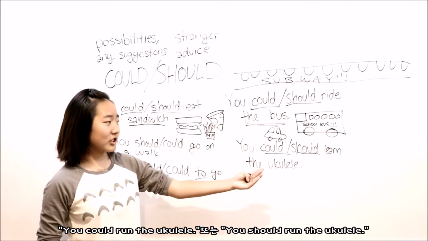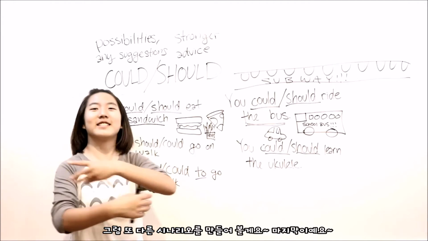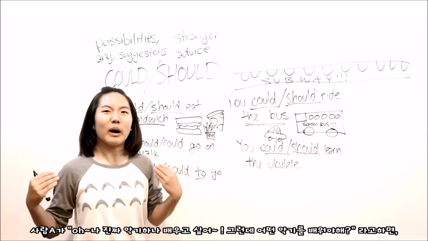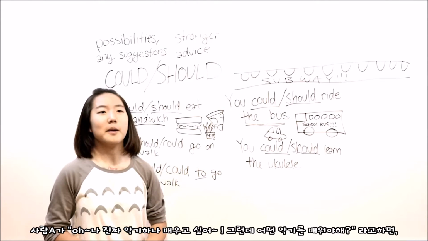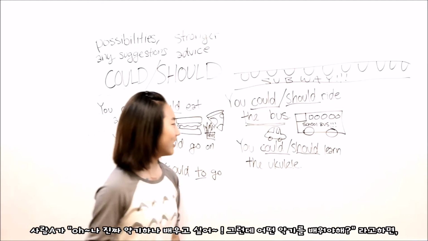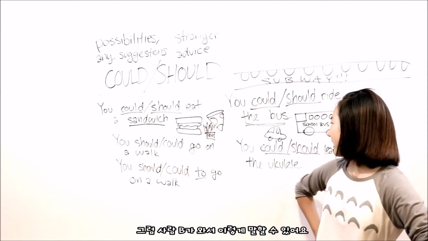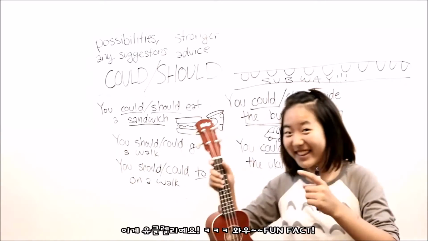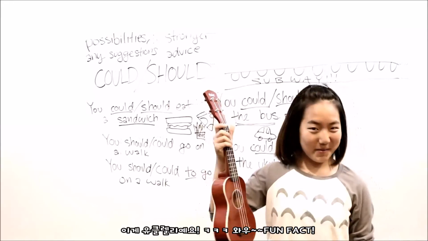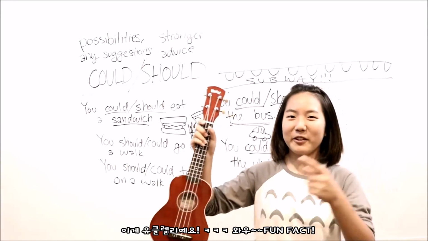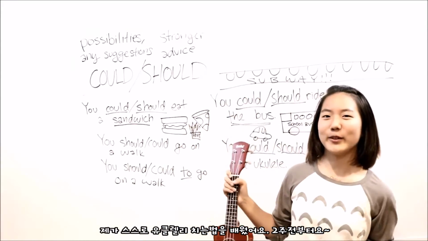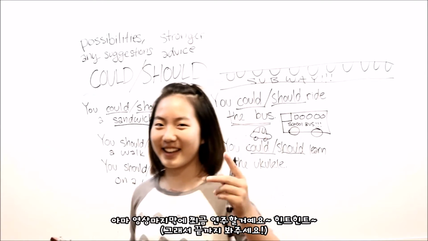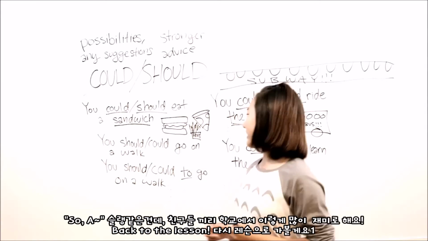Now, going on to my last example. You could or should learn the ukulele. Another scenario, my last one. Person A is going to be like, oh, I really want to learn an instrument, but which instrument should I learn? Person B can come up and say, you could learn the ukulele. This is a ukulele. Whoa! Fun fact, I self-taught myself the ukulele like 2 weeks ago. Maybe I'll play you some at the end. Hint, hint. So, back to the lesson.